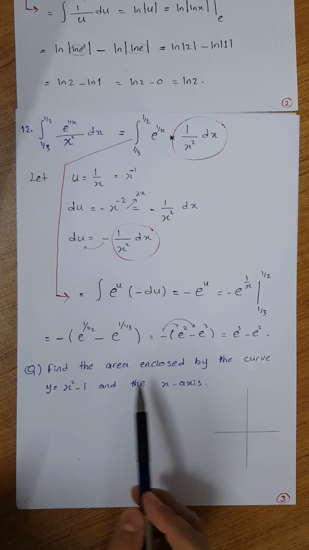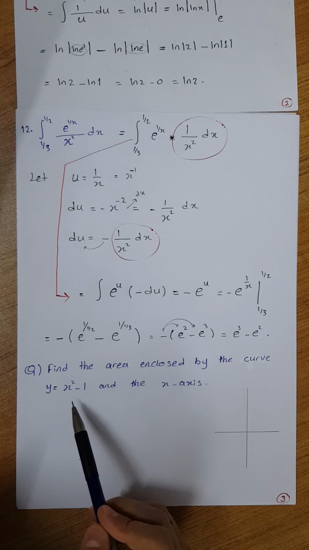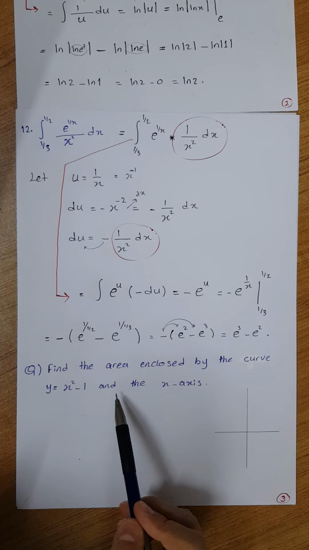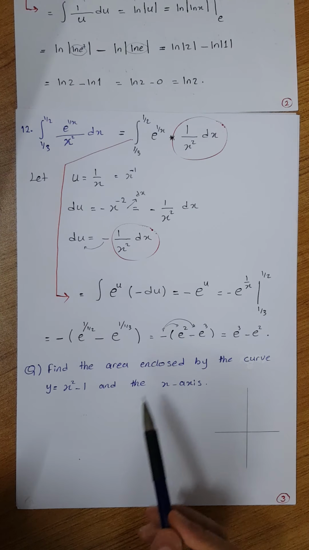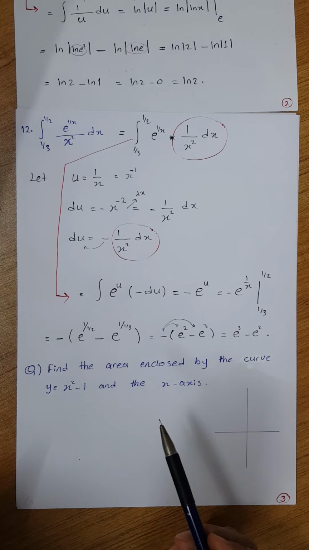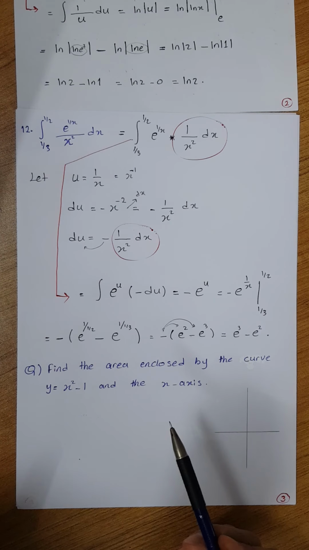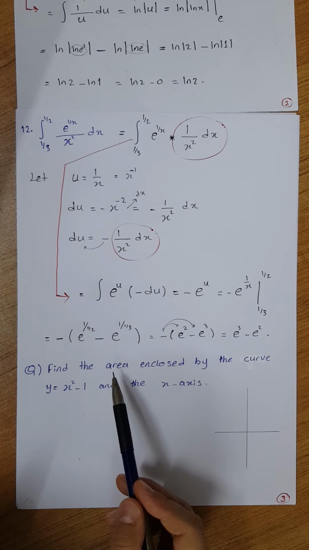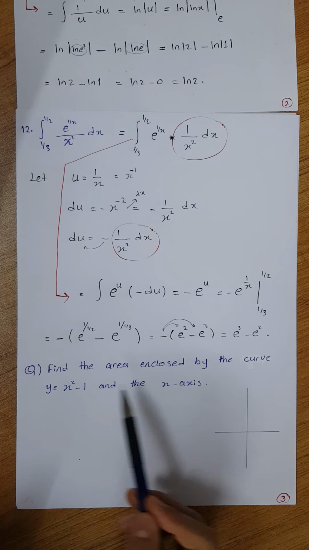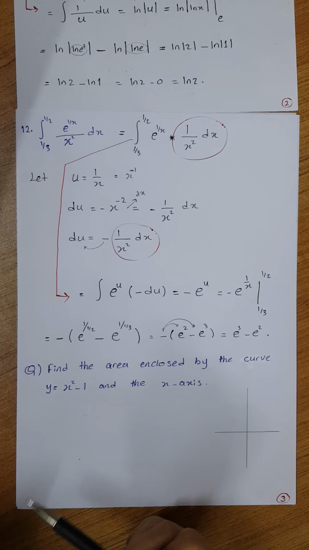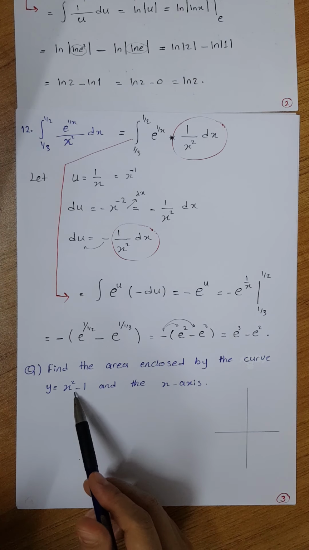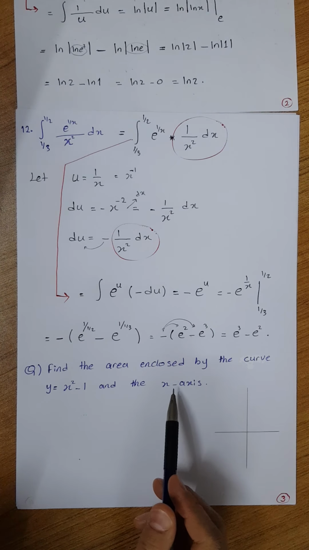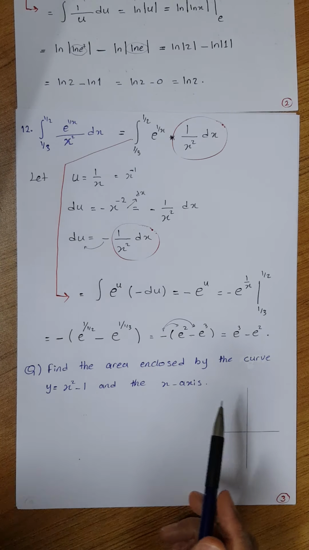We've got: find the area enclosed by the curve y equals x squared minus 1 and the x-axis. Although the bounds are not given here, we can easily find them, because when the area is required between a function and the x-axis, you have to find the intersection of the graph with the x-axis, so that you find the bounds of the integration.